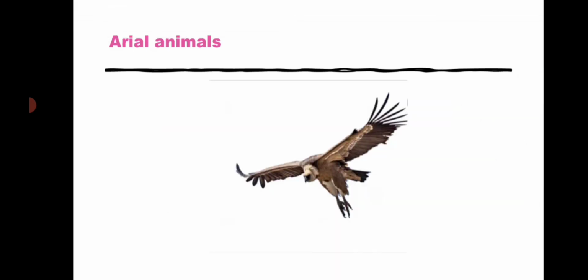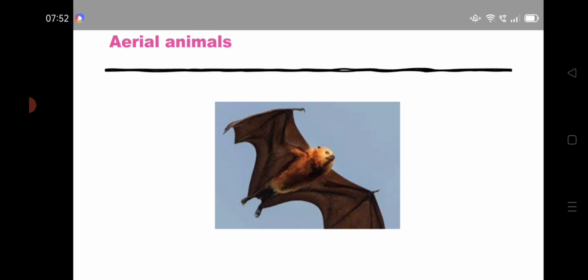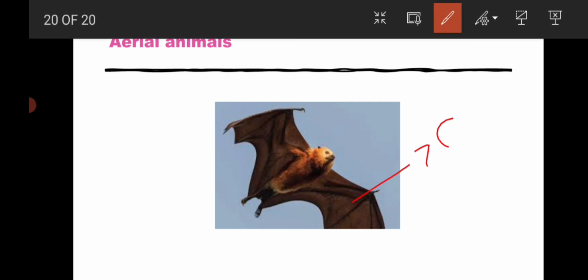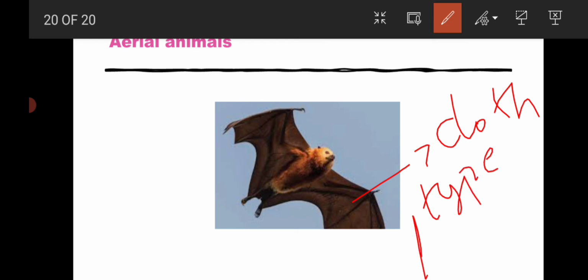You can see here this is the vulture. You can see here the bat. But the bat's wings are different. You can see it has a cloth-type wing. So this helps them to fly in the air. So these bats live most of the time in trees only, but they are also considered aerial animals because they fly.